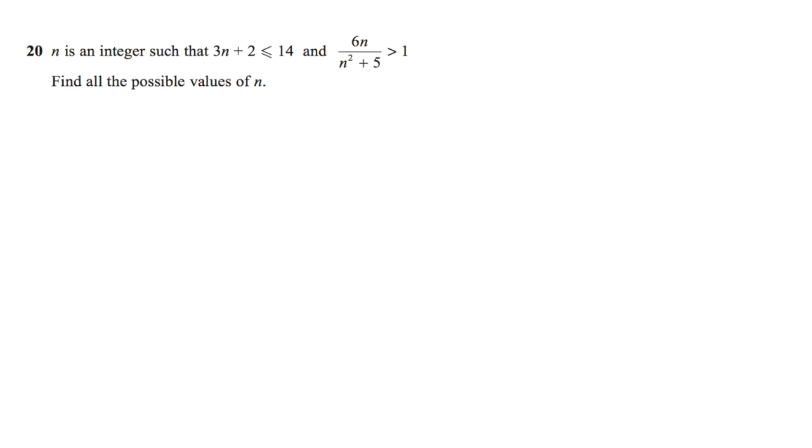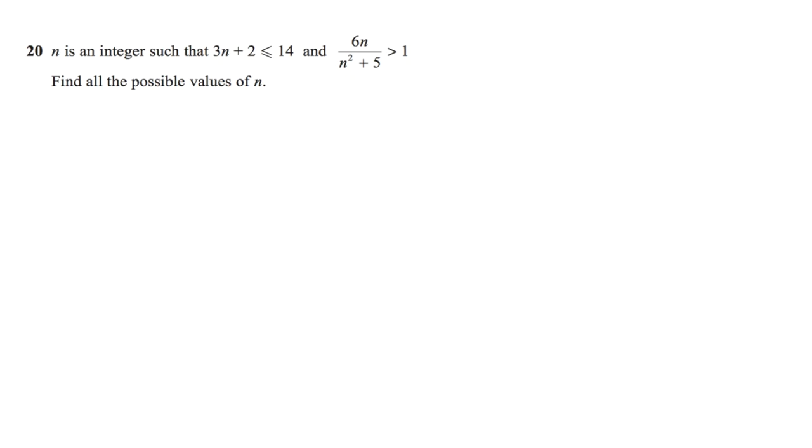Question 20. n is an integer such that 3n plus 2 is less than or equal to 14 and 6n over n squared plus 5 is greater than 1. Find all the possible values of n.